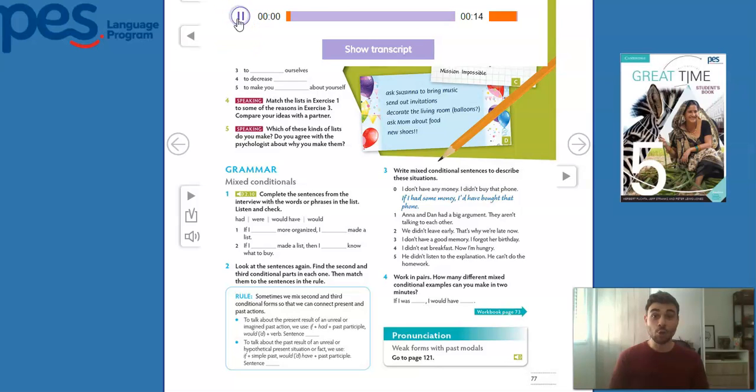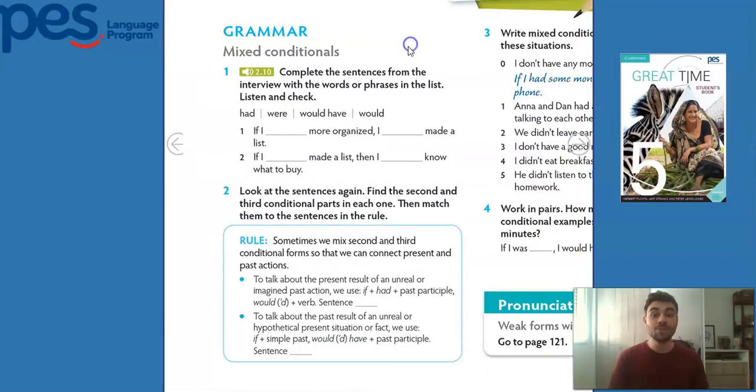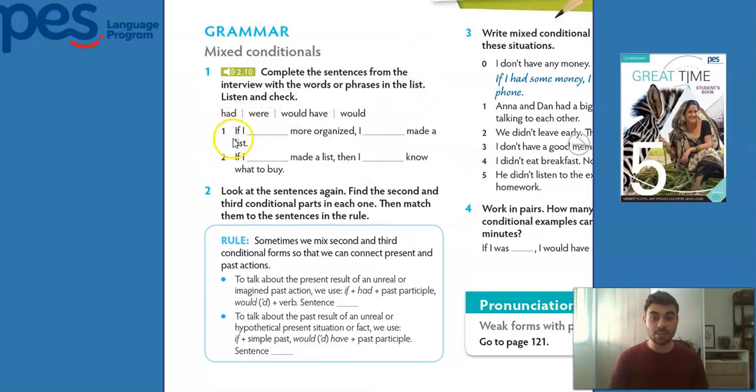Okay. Hope you could get them correct this time. So now, after you have corrected sentences number 1 and 2, if you needed it, I want you to take a closer look at exercise number 2 over here. In this exercise, we need to look at the sentences again. So sentences 1 and 2 in exercise 1. Find the second and third conditional parts in each one. And then you need to match them to the sentences in the rule.